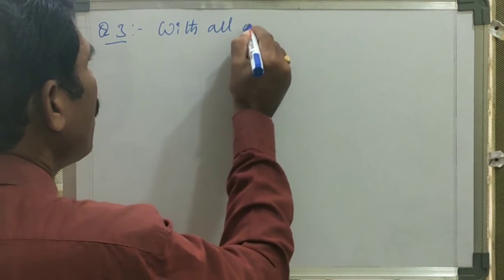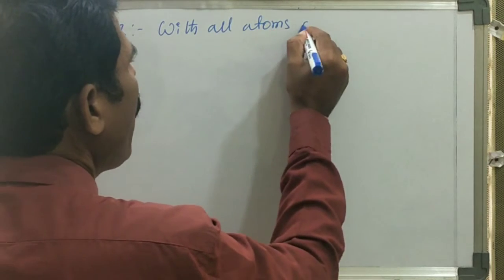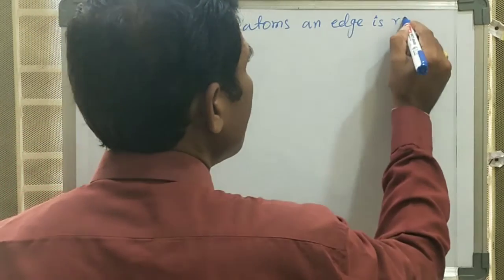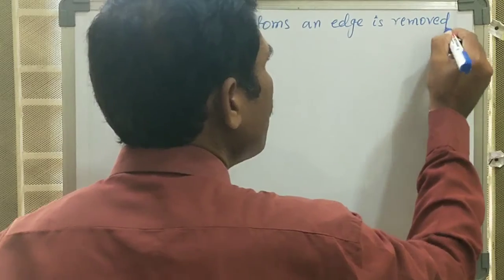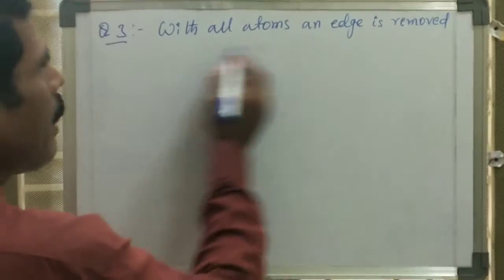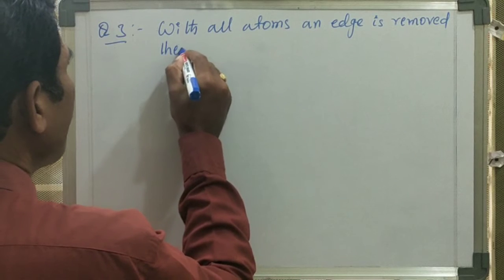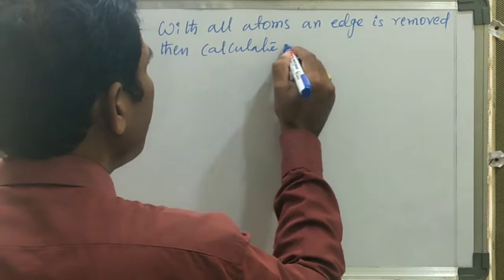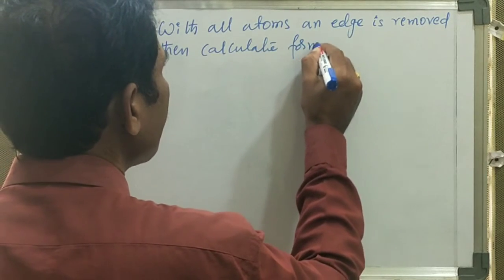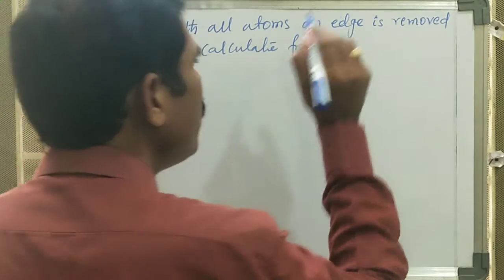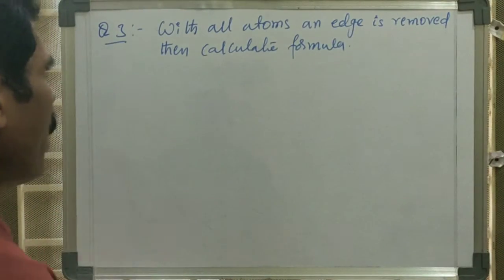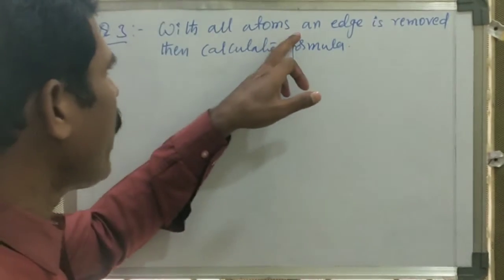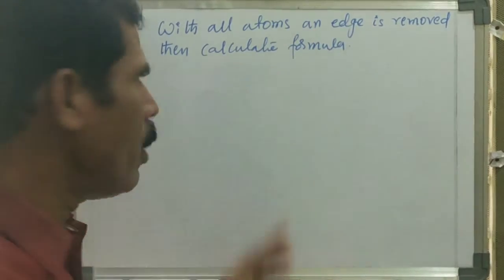With all atoms and the H removed, then calculate the formula. First of all, see what they have given according to the question: with all atoms and the edge removed.